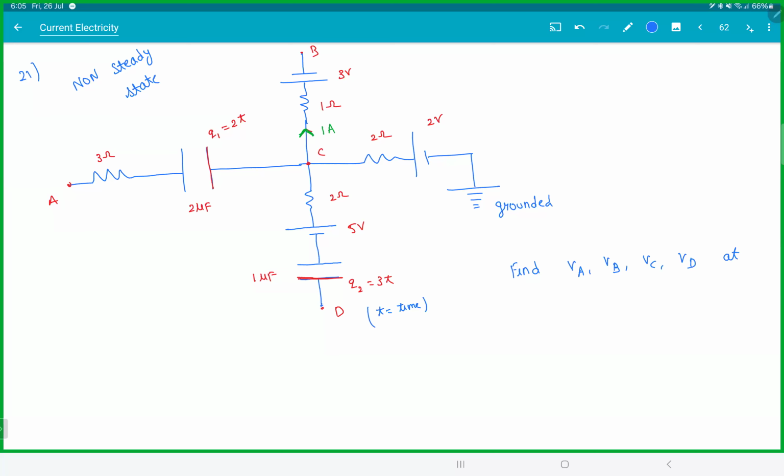Let me give you a value actually at T is equal to 2 seconds. Or else you'll get it as a function of time T. Now I can do a function of time T, but it'll be a little complex. Let's find that at T is equal to 2 seconds. Find VA, VB, VC, VD at 2 seconds. Try. This is a good one.